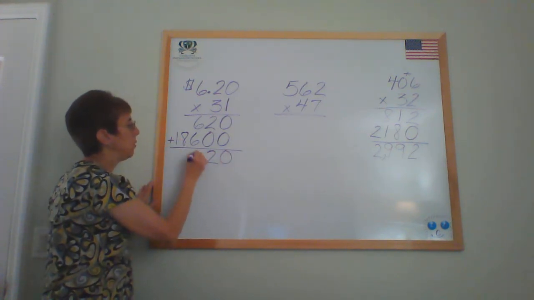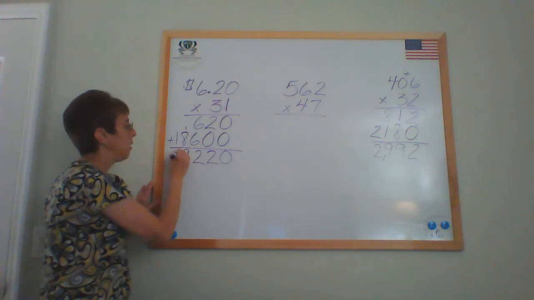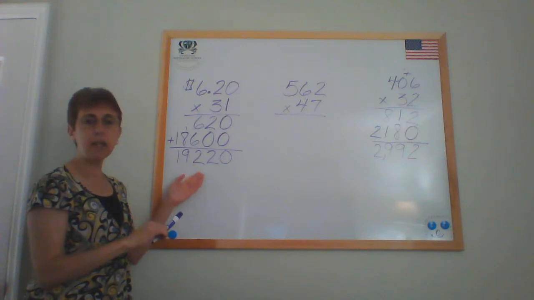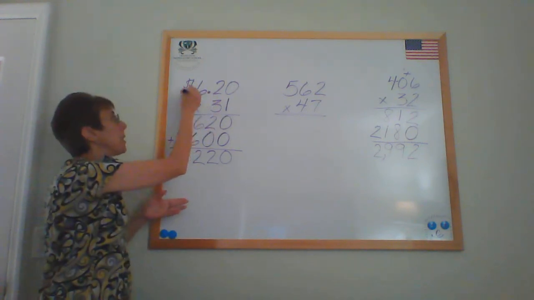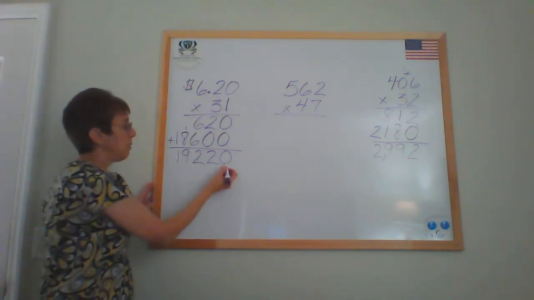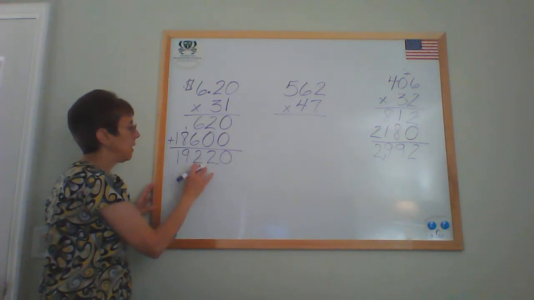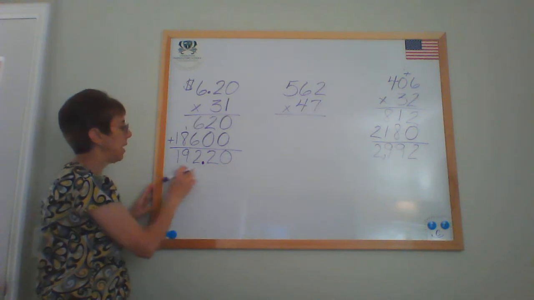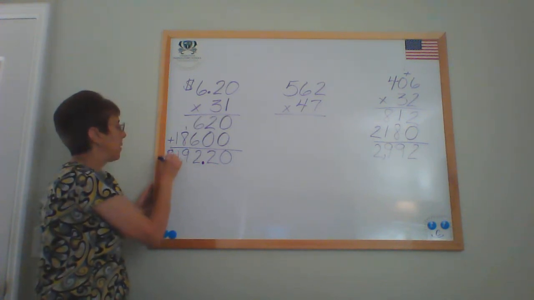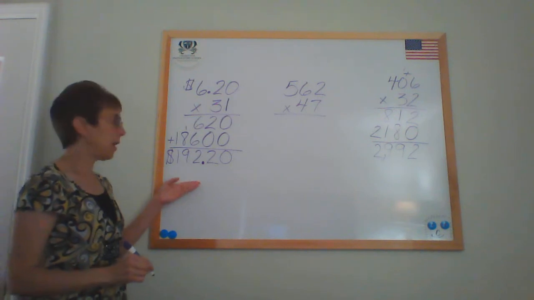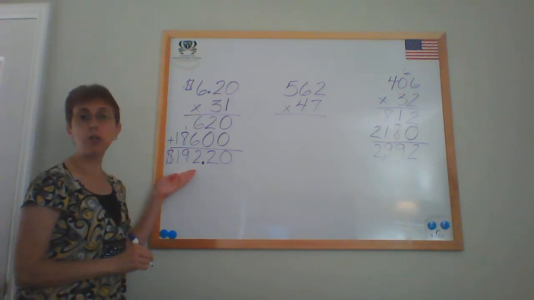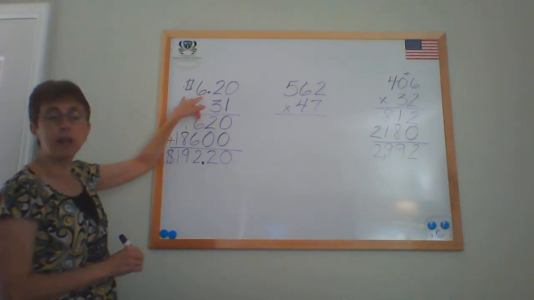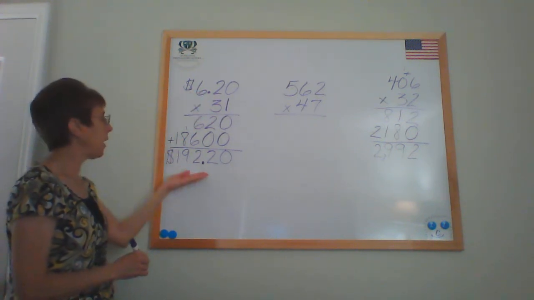0, 2, 12, 9, 1. Okay, but I'm not going to place a comma here. I'm not going to say 19,220 because it is money. So I need to remember that it's 1, 2 places, and then a decimal point. So that's actually 20 cents. And then over here is where I put the dollar sign. So the answer, the product here, is actually $192.20.